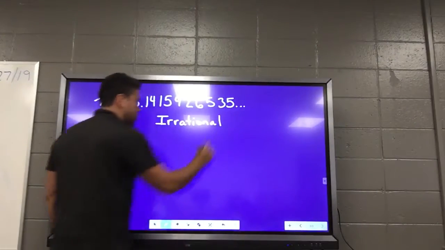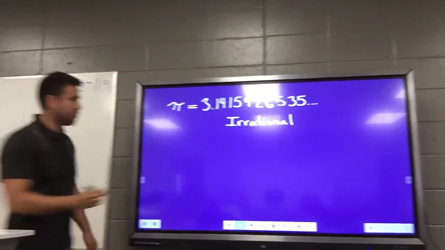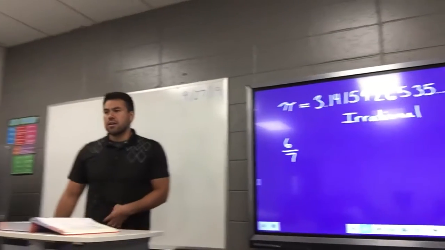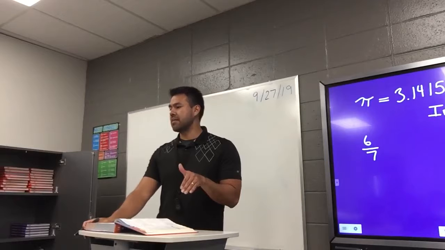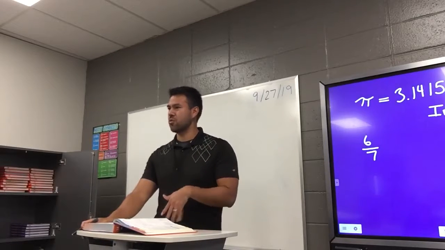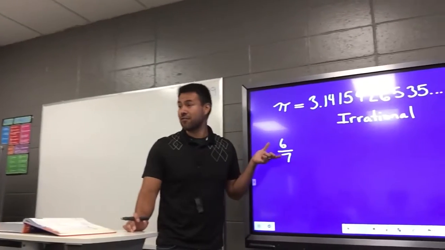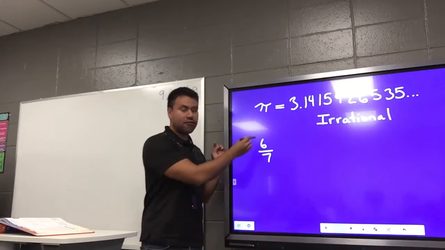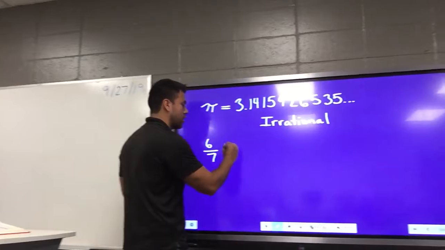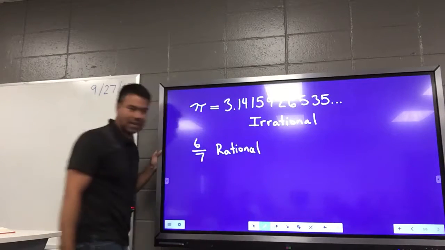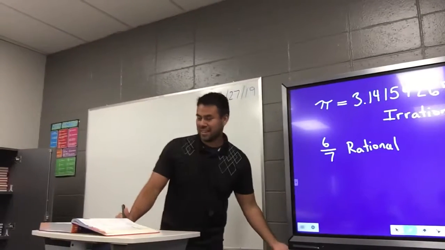All right, now let's just go through some examples so you guys know how to figure it out on your own. All right, 6/7. Can you write 6/7 as a fraction of integers where b does not equal 0? It is a fraction, so it's already written. Is it a fraction of integers? So you're going to call 6/7 rational. Please, I hope I did not insult anyone by saying that.